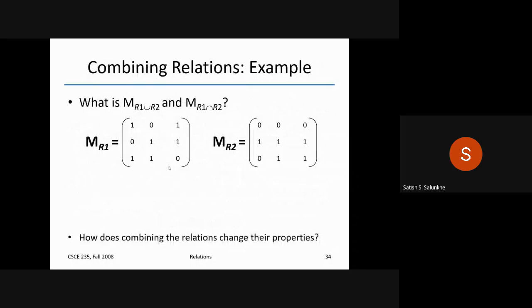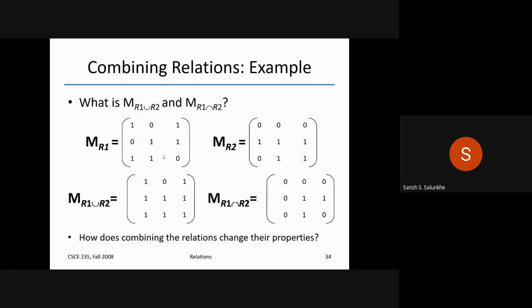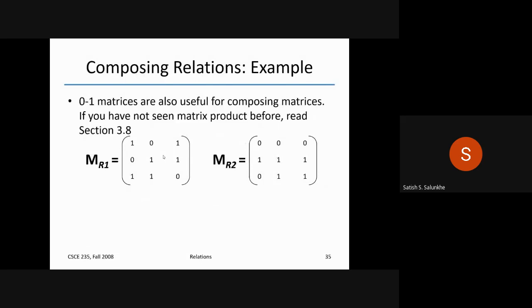We have already seen how to do the union operation and intersection operation. Nothing new, no need to discuss this. Composition of relation we have also already done. Now, in terms of matrix, how do we do the composition? Let me take one simple example to understand this quickly.